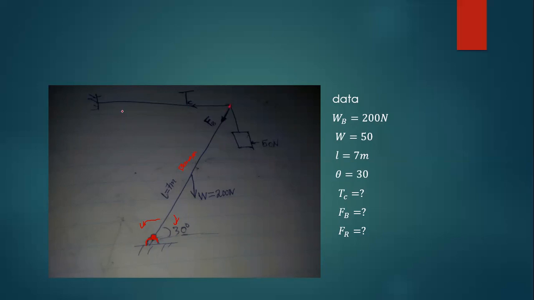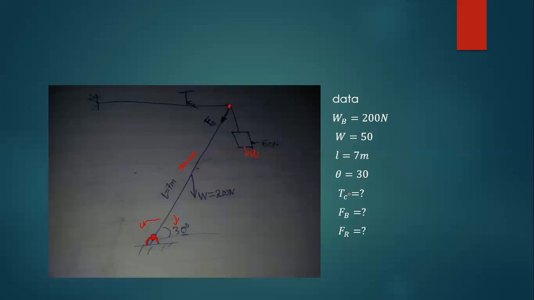On this point, there's a cord which is tied to it. And then there's a weight which is hanging on that point of intersection between the cord and the boom. There's another weight which is hanging, 50 newtons. So this is what we have in our data. We have the boom, the weight. We have the mass, I mean the other weight here, the other weight, which is equal to this 50 Newton. The length of the boom is 7 meters, the angle 30 degrees.